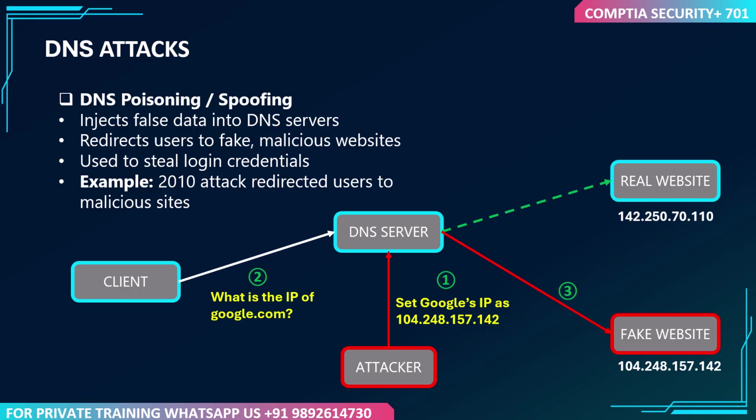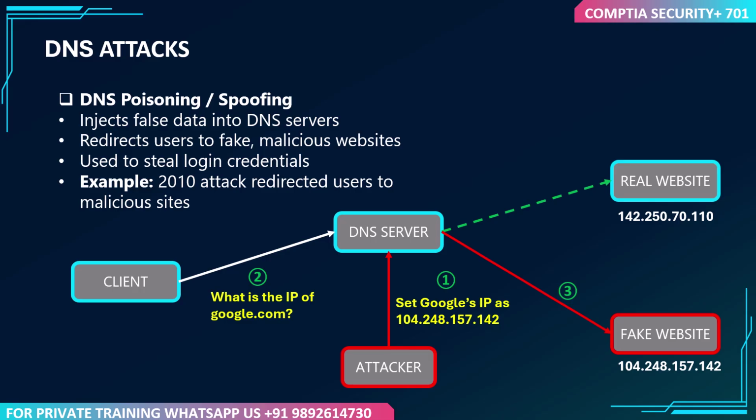When an attacker poisons the DNS, they feed false information into a DNS server. So when you try to go to a site like facebook.com, your computer asks the DNS server for the address. But because the DNS has been poisoned, it gives you the wrong IP address, one that leads to a fake website that looks just like Facebook. You might not even notice the difference, and you type in your username and password, and just like that, the attackers have stolen your login info.